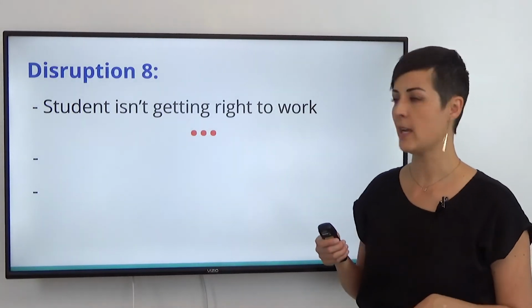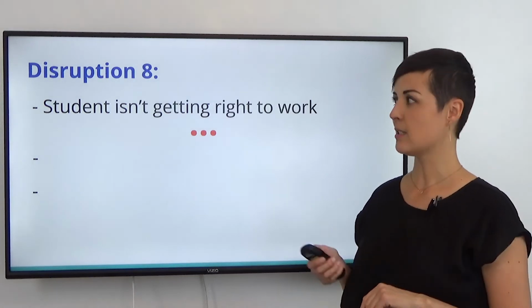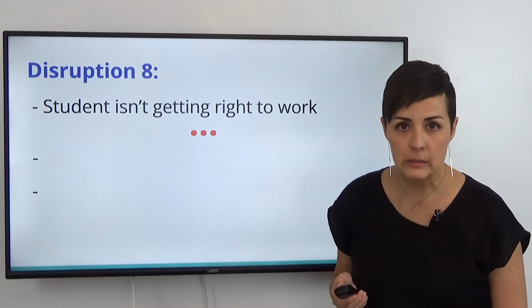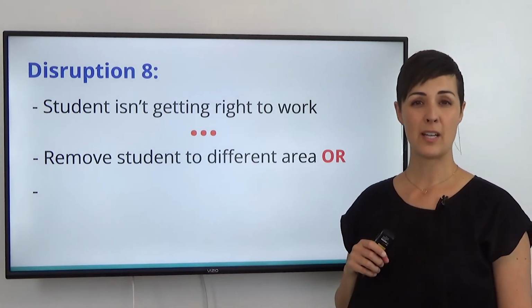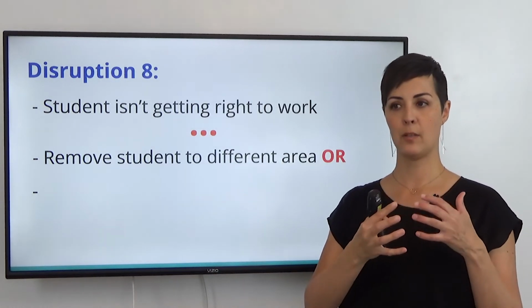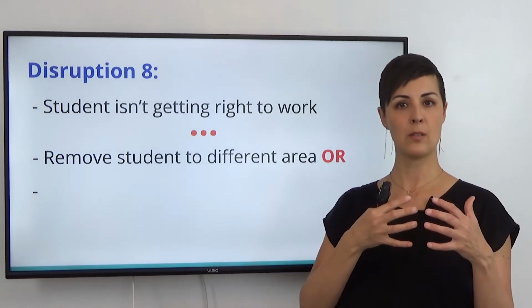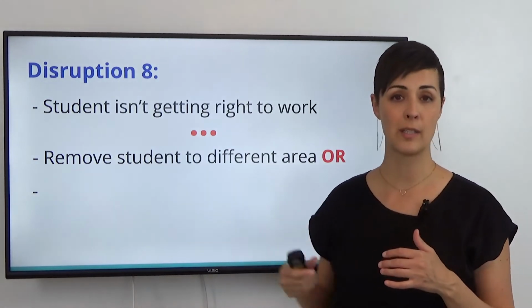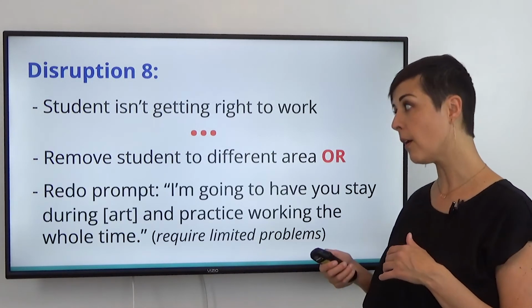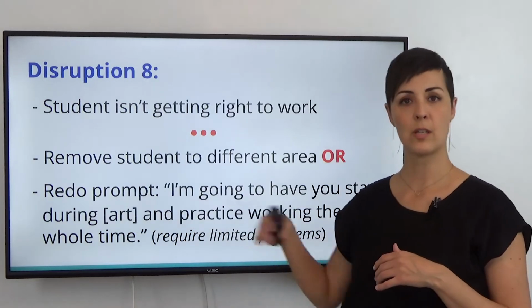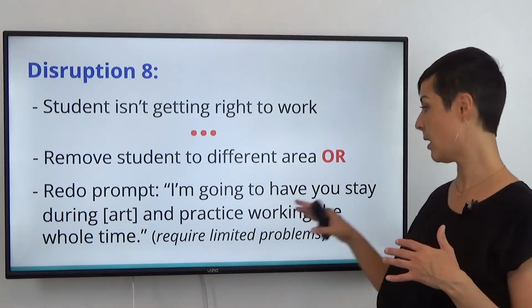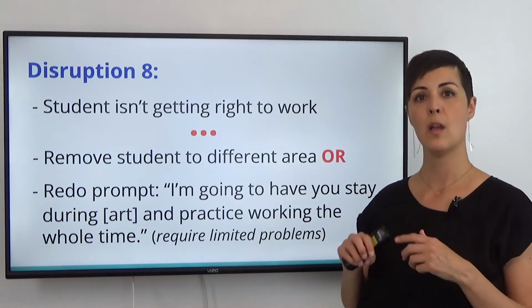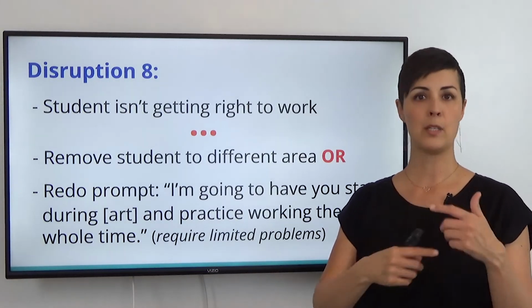Okay, disruption number 8, second to last, ready? Student isn't getting right to work. Oh, what do? You could remove the student to a different area if you're afraid that it's because of peer distraction, that the student is talking. You could just say, I'm going to have you come work at this table over here. Or you as the teacher could redo your teacher prompt. I'm going to have you stay during art and practice working the whole time. So we're going to redo that whole scenario.